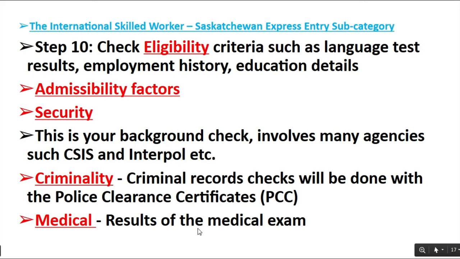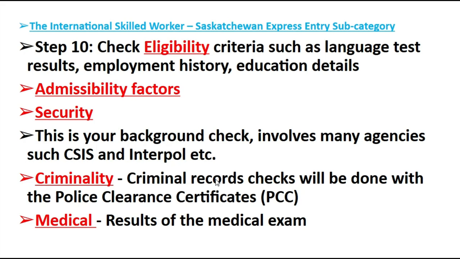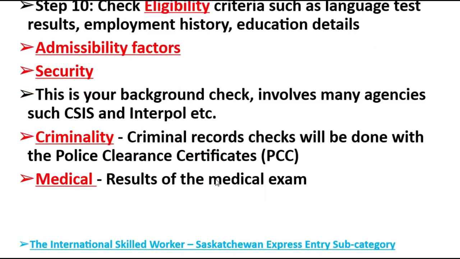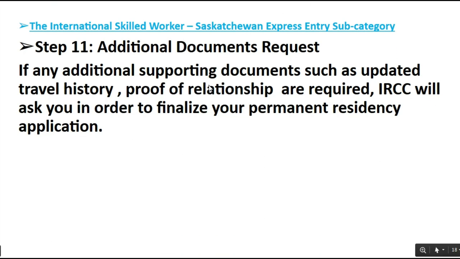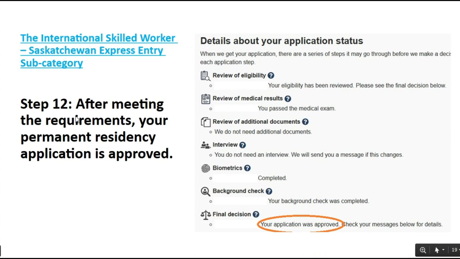And the third factor is medical details. In this, the medical exam details are evaluated. Now, if any additional documents such as updated travel history or proof of relationship are required, then IRCC will ask you in order to finalize your permanent residency application. Okay, and now after meeting all the requirements, your permanent residency application is approved.